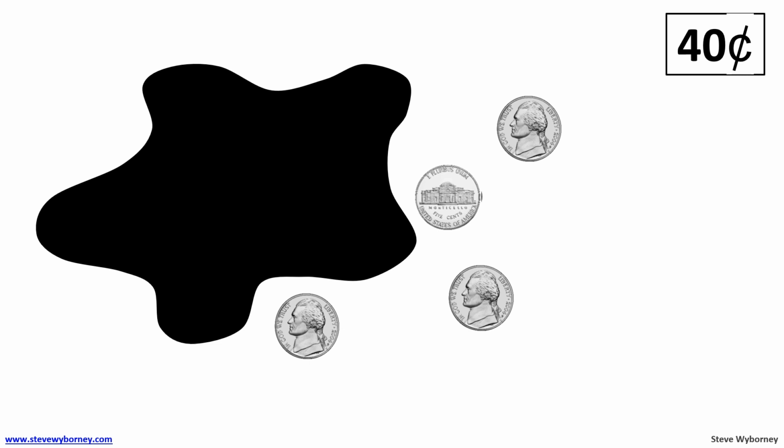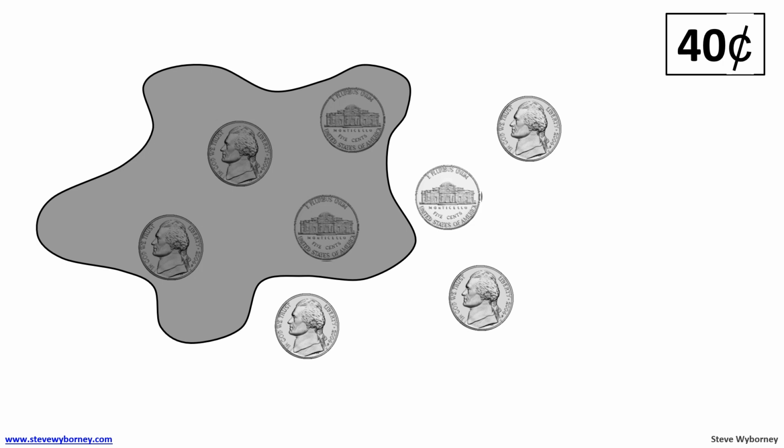I see 4 nickels that are not hidden, and we know that there were 8. 8 nickels minus 4 is 4. I think there's 4 hiding. 4 nickels, if I'm counting by fives, 5 cents, 10 cents, 15 cents, 20 cents. I think there's 20 cents hiding under the splat. Let's find out. 4 nickels, 20 cents. Woohoo!